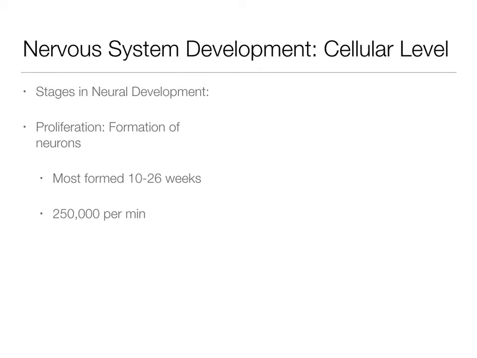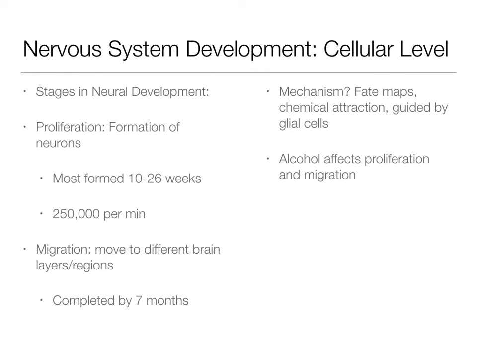So we make all these neurons, then we have migration. Migration is where those neurons have to actually move to where they're supposed to be in the brain. So these are going to actually migrate, and they have to move to different parts of the brain, different layers of the brain to organize themselves. This is typically done by about 7 months prenatal. We're not really sure how this works. There's some evidence for fate maps, like these neurons are fated to go to certain places. There's some evidence for chemical attraction, that they are chemically attracted to different locations. And there's some support for these being supported by glial cells, which is, again, what those myelin sheaths are made of.